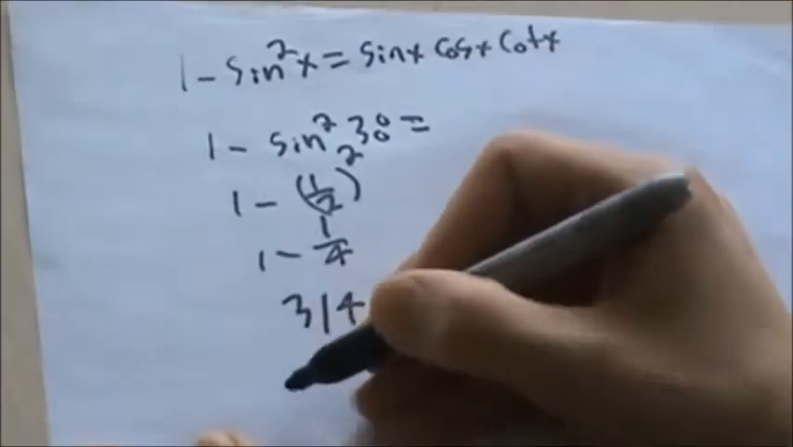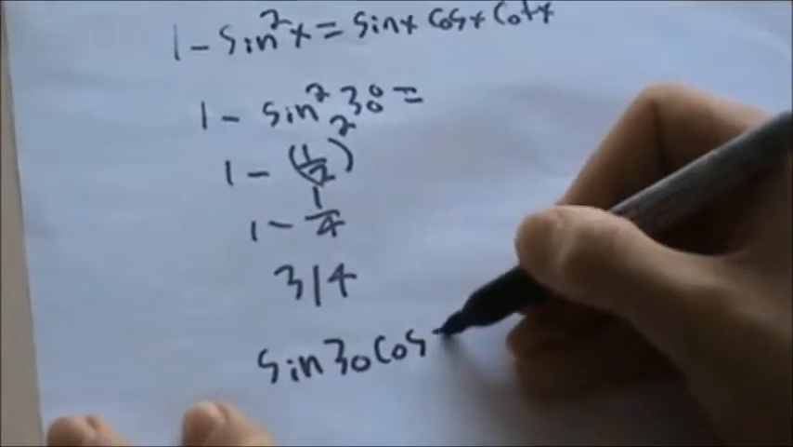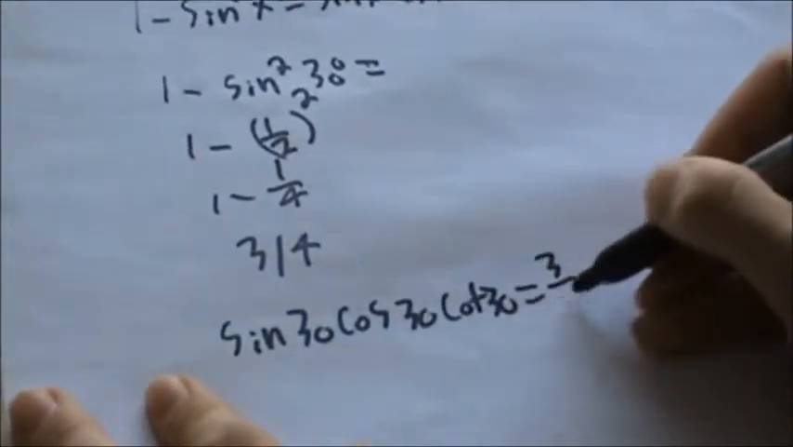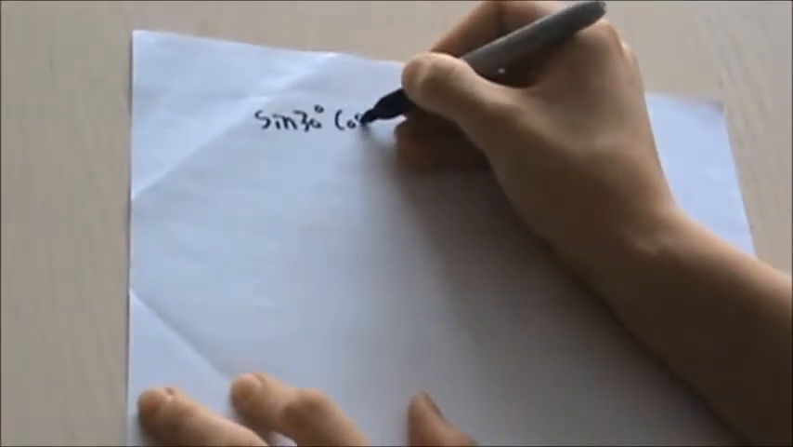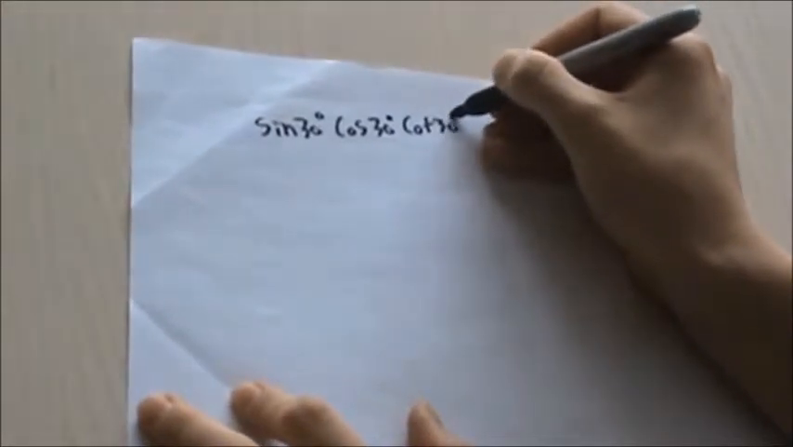Now I'll do the right side. Sine 30 degrees, cos 30 degrees, cot 30 degrees is the same as 3/4. Show your work. Okay, so sine 30 degrees times cos 30 degrees times cot 30 degrees is the right side.